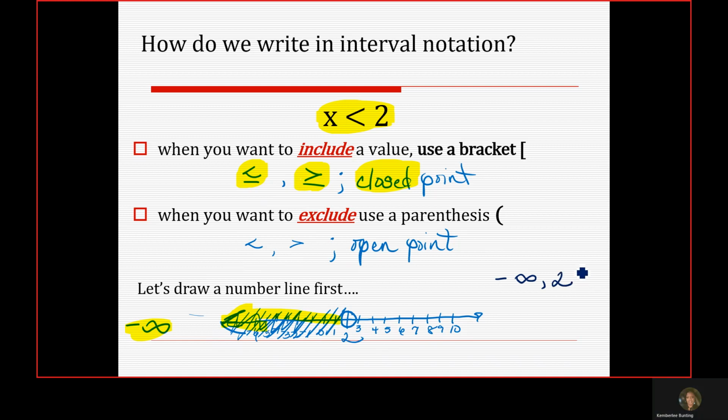Now, I got to decide if I'm going to use brackets or parentheses, right? Well, they said when you want to include a value, use brackets. When you want to exclude a value, use parentheses. Well, am I including 2 or excluding 2? If I was including it, y'all, wouldn't the circle be closed then? Am I including 2? No. Make sense?